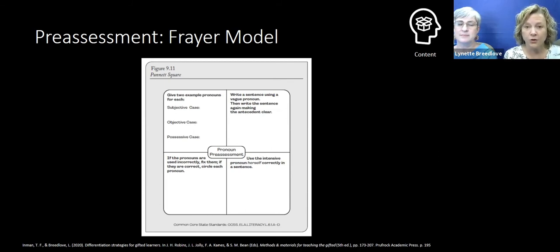And this one that we're sharing, notice it has a pronoun pre-assessment in the middle of it. And when we look at the pronouns, we're looking at the cases in the upper left corner. We're looking at whether they're clear or vague in the upper right corner. Bottom left corner, we are looking at numbers and if we're using them correctly. And then reflexive pronouns and intensive pronouns are in the bottom right.